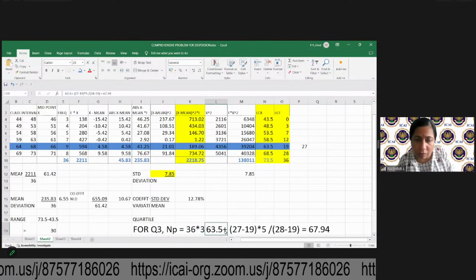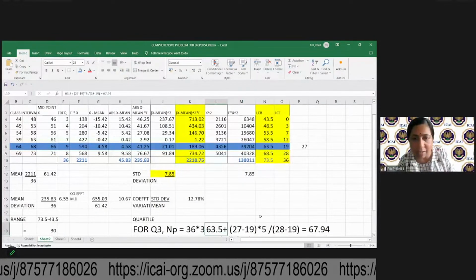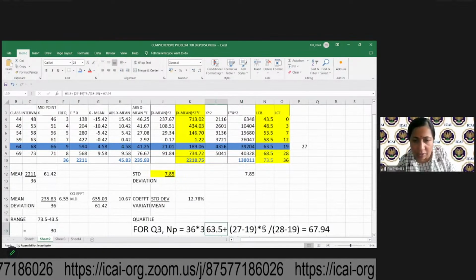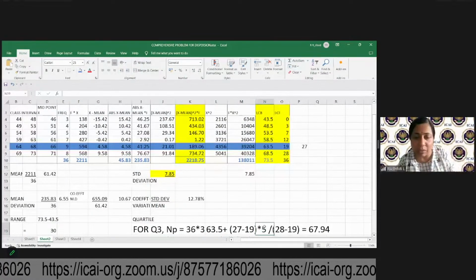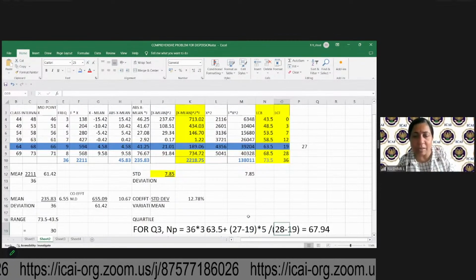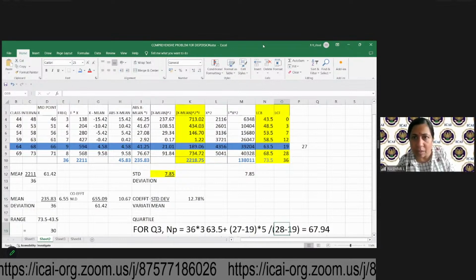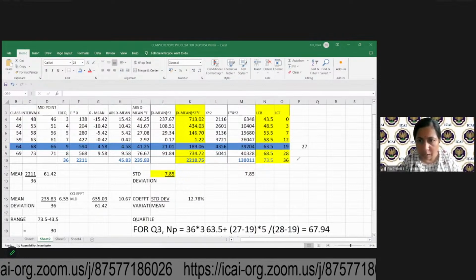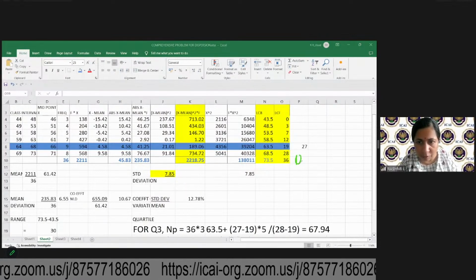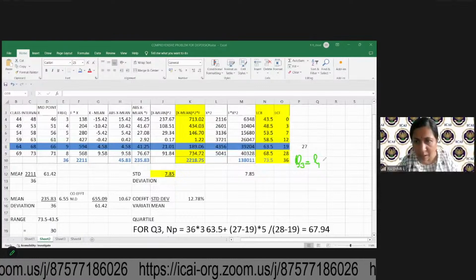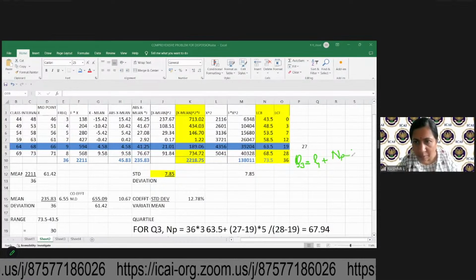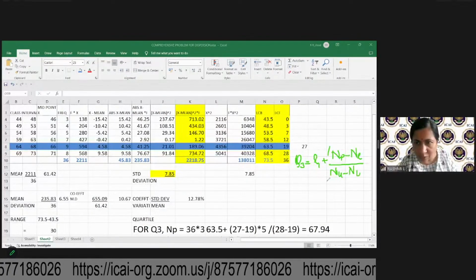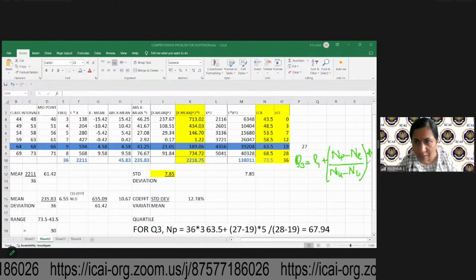So what will happen is NP is 27, minus 19, times 5. What is 5? 5 is the class width. And whatever is there is divided by 28 minus 19. Let me write it over here also. What is my formula? My formula for Q3 is equal to L1 plus NP minus NL upon NU minus NL, and this whole thing has to be multiplied by the class width.